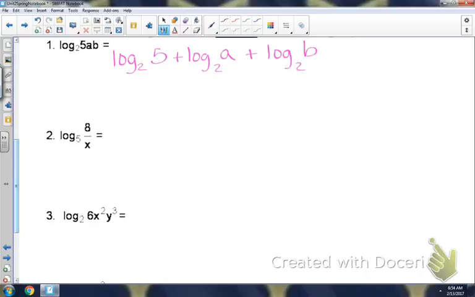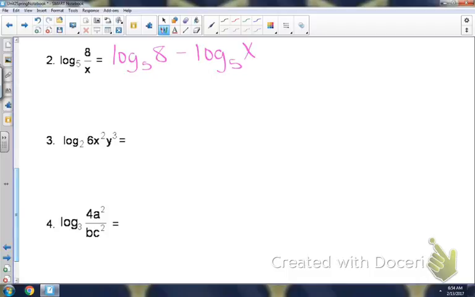Notice that we are dividing, so we can expand it by subtracting. So log base 5 of the top, which is 8, minus log base 5 of the denominator, which is x. So those are equal.